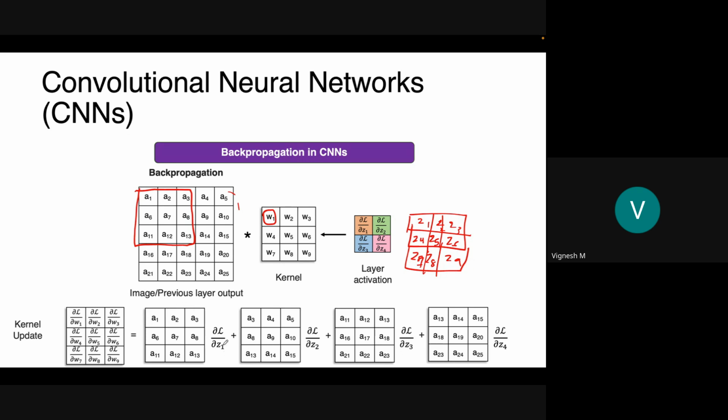A1 into ∂L by ∂Z1, A3 into ∂L by ∂Z2, A11 into ∂L by ∂Z3, and so on. Right? So at the end of the day, the change in the loss because of W1, when it's getting backpropagated, you get information from all the Z's because it is affecting all Z's.